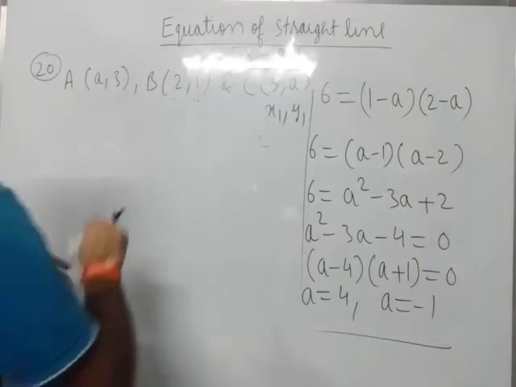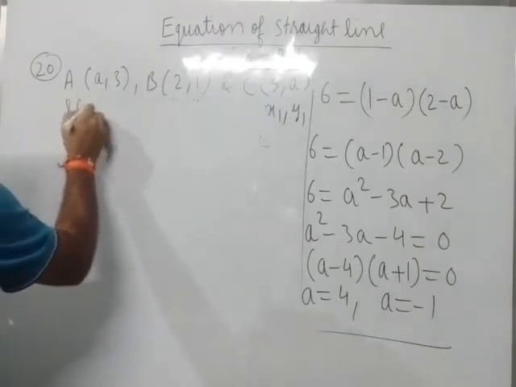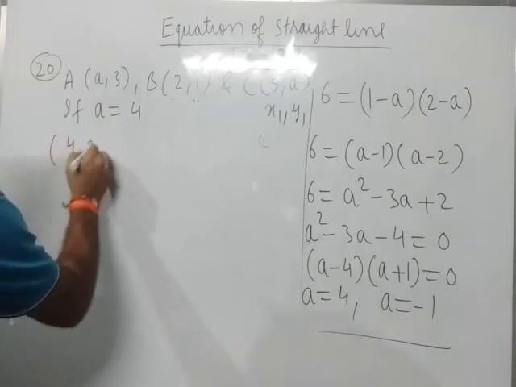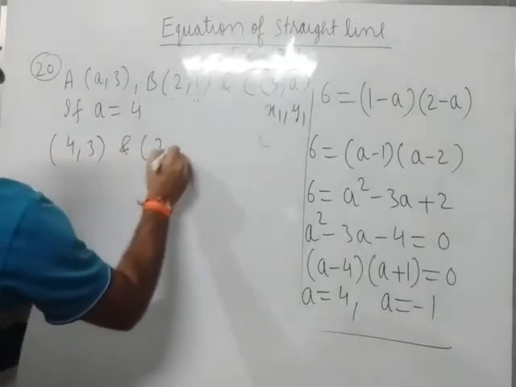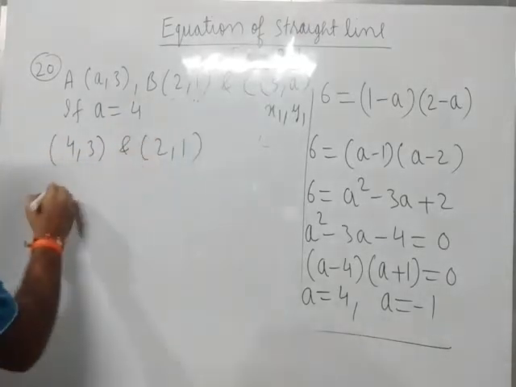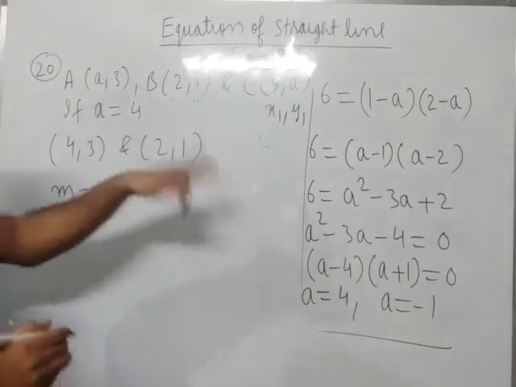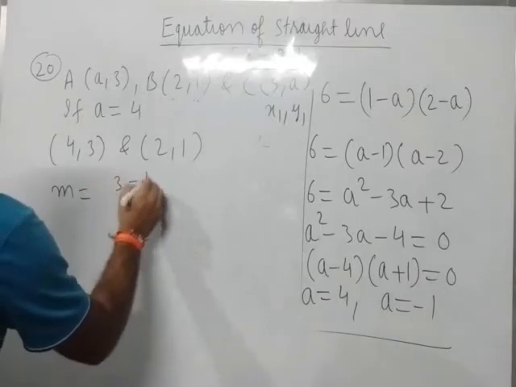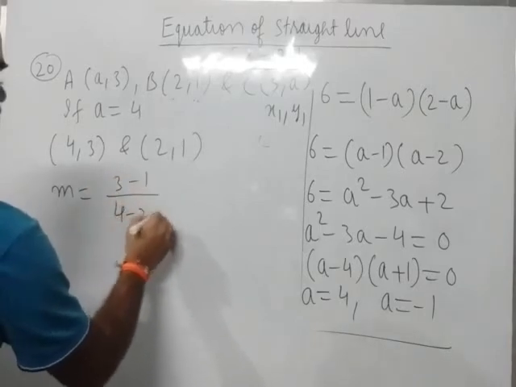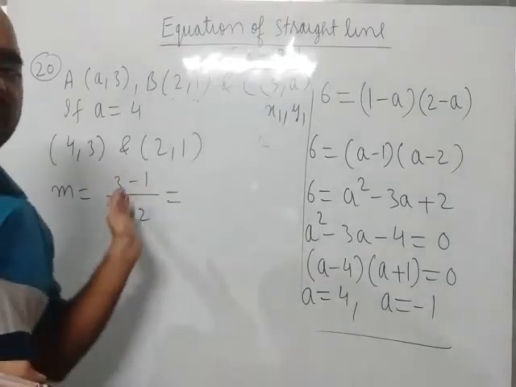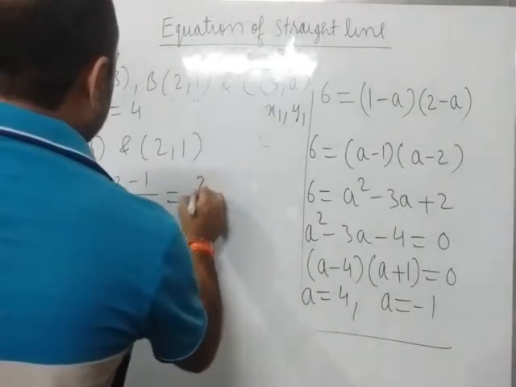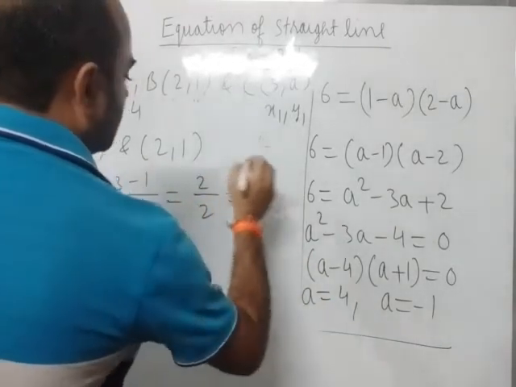Now, if a is equal to 4, then the points are (4, 3) and (2, 1). Then slope will be y2 minus y1 upon x2 minus x1. It means (3 minus 1) upon (4 minus 2). You can take any order, y1 minus y2, then x1 minus x2. This will be 2 upon 2. That is, slope is 1.